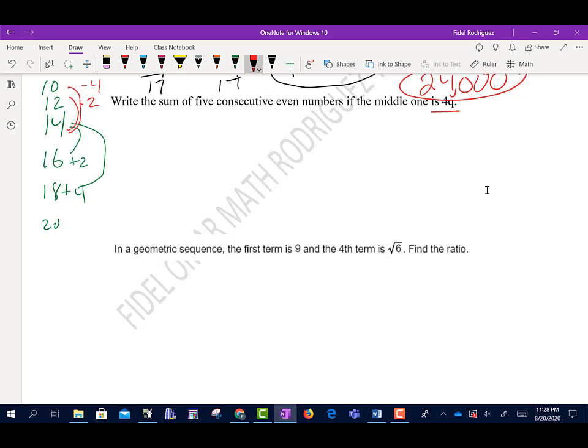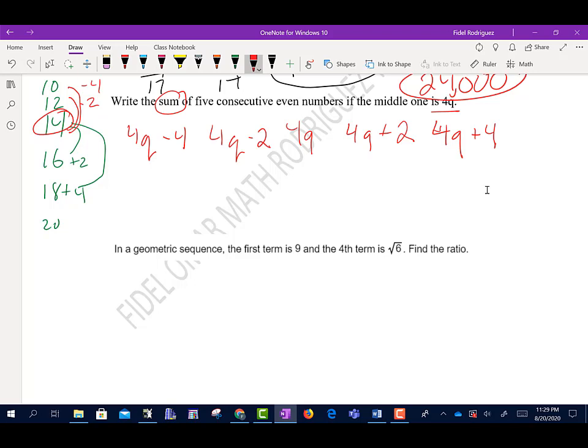So look what it says. The middle one is 4Q. This was kind of like my middle number, okay? So if my middle one is 4Q, then the one after that would be 4Q plus 2. What did we do? We added 2. The next one would be 4Q plus 4, okay? The one before that was 4Q minus 2. The one before that was 4Q minus 4.